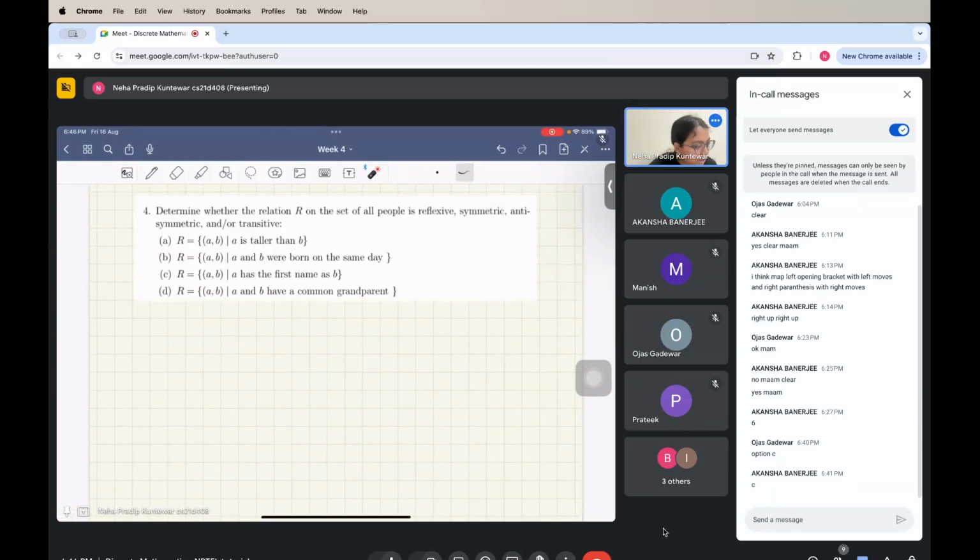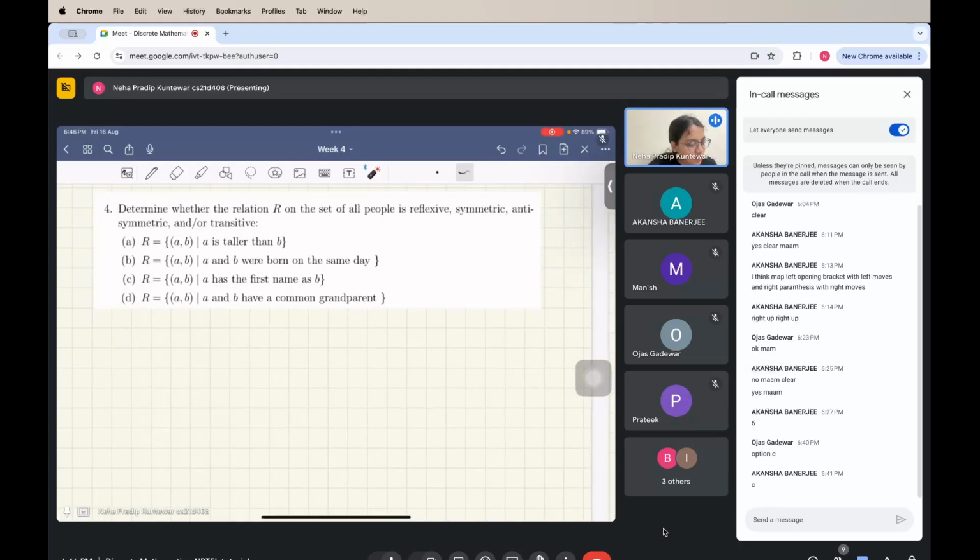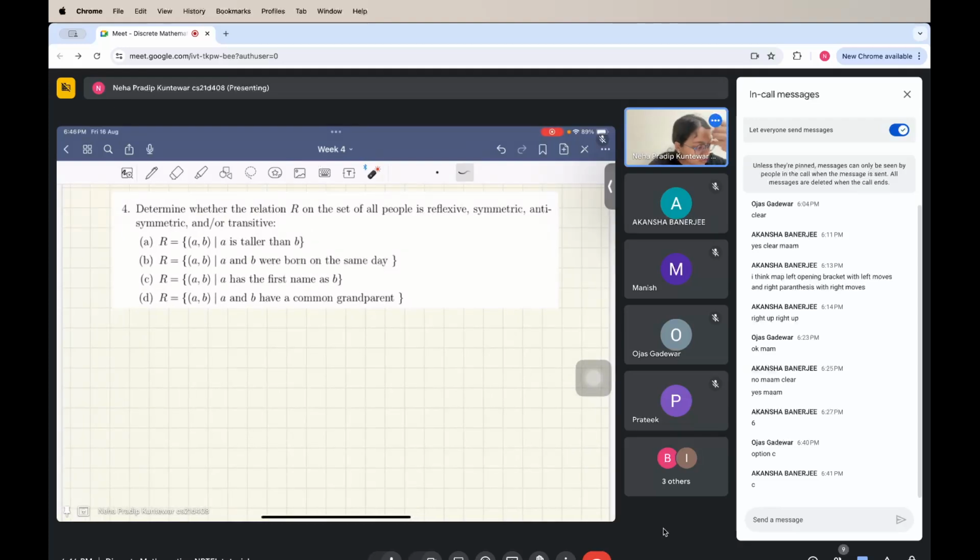Next we'll talk about the reflexive, symmetric, antisymmetric, as well as transitive properties. Just so that the definitions are very clear, I'll start with the first example. I'll solve it, then I'll let you figure out B, C, D. So R is a relation. You have a set of people, and you say that A is related to B if A is taller than B.